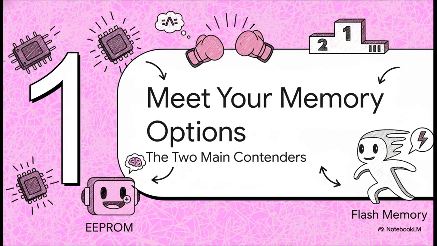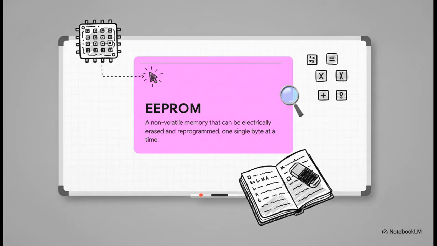All right, so how do we solve this memory problem? Well, for most of us, the choice really boils down to two main players on the field. You can think of them as specialists, each with a totally unique skill set for remembering things. So let's meet our contenders. First up, we've got EEPROM. Yeah, the name is a total mouthful, but the idea behind it is actually beautiful in its simplicity.